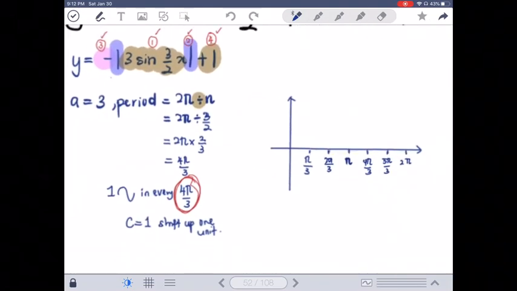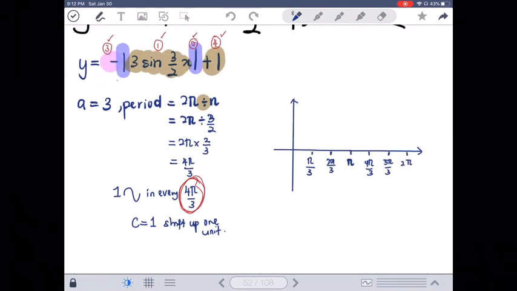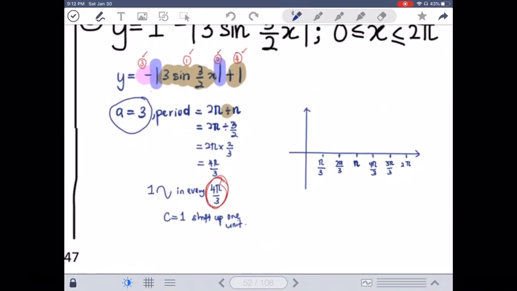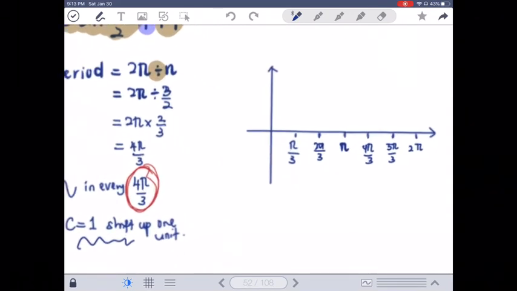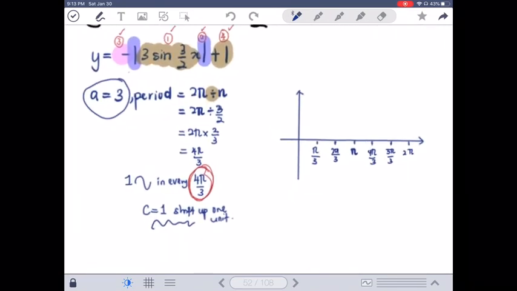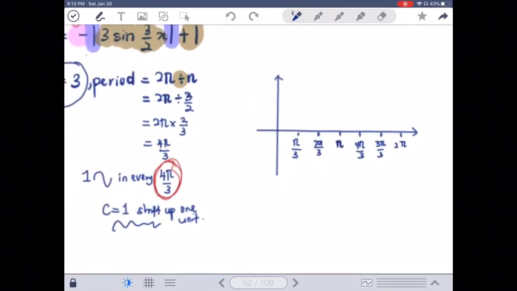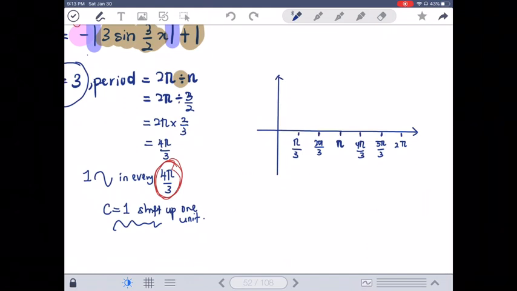Next, I will look at the y-axis. Since we have an amplitude of 3, probably it is a good idea to use the scale of 4, since we need to shift 1 unit upwards. Instead of labeling up until 3, it's a good idea to label until 4. This is 1, 2, 3, 4, negative 1, negative 2, negative 3, negative 4.